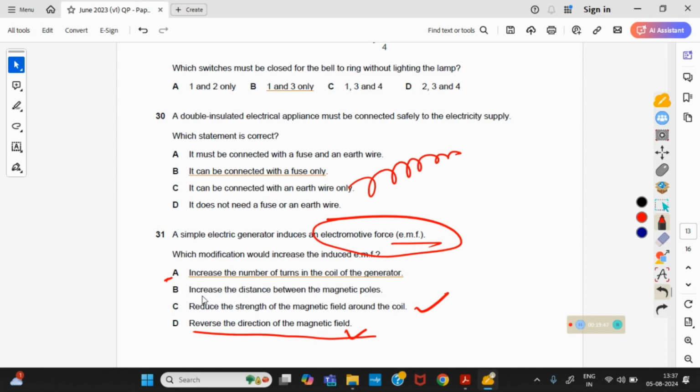B option says increase the distance between the magnetic poles. So if you increase the distance, there will be a reduction in the strength of the magnetic field. So this is not right. Option A is right.